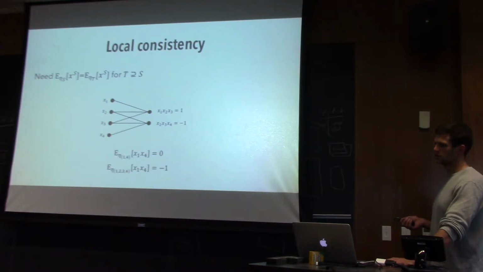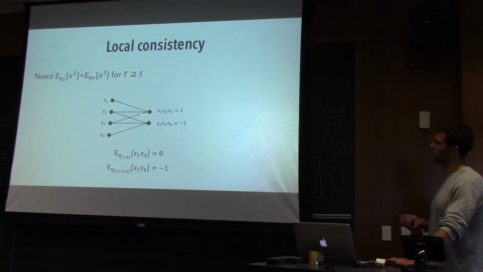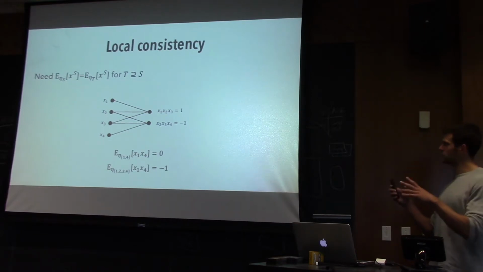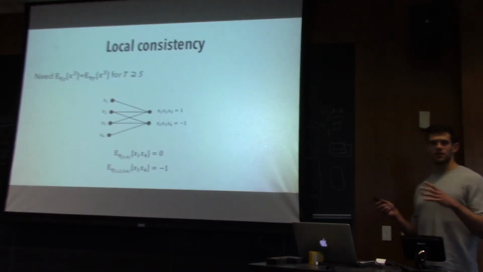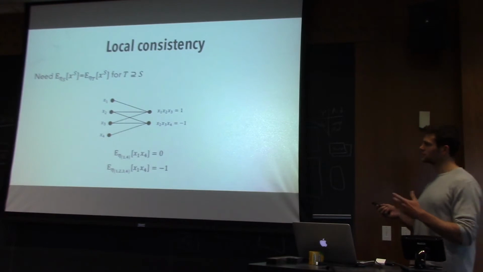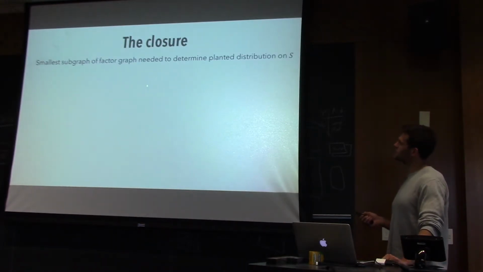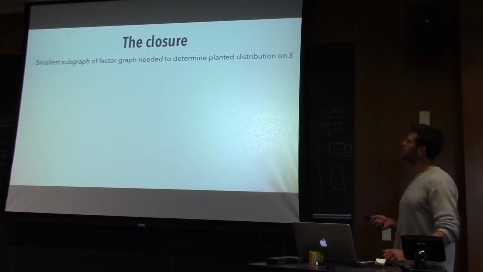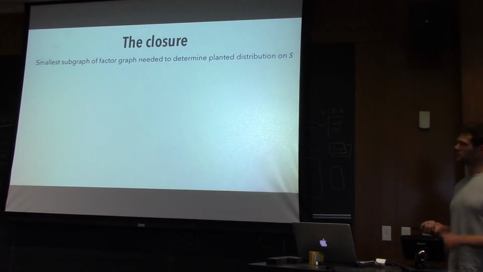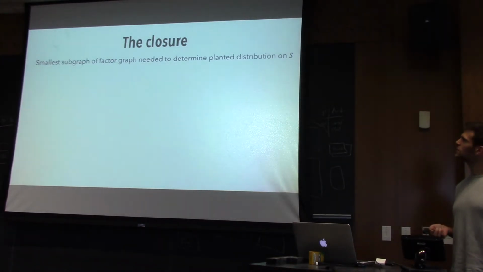All right, so what do we need to do? We need to be a little bit smarter about how we define this pseudo expectation in terms of these planted distributions. We need to figure out whether we can grow our set a little bit such that we've captured all the variables and all the constraints that affect us. So the closure is a small subgraph of our factor graph that's really needed to determine the planted distribution on S. That's the intuition.